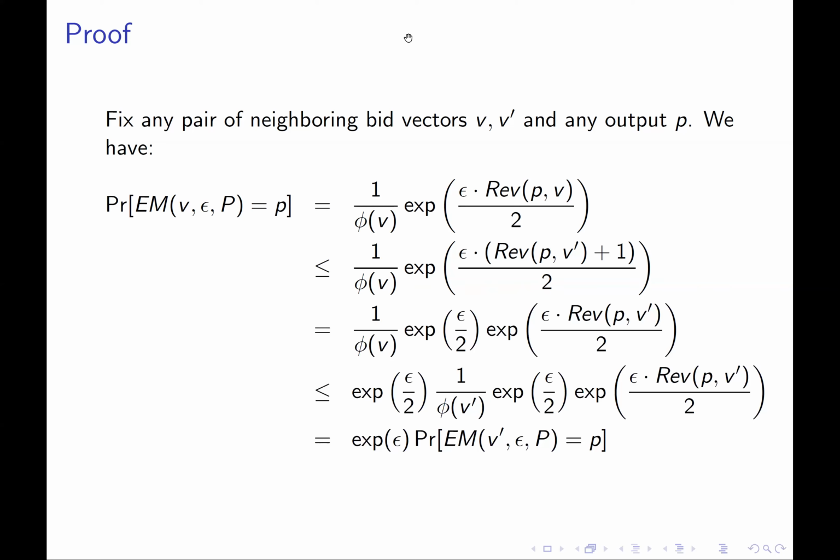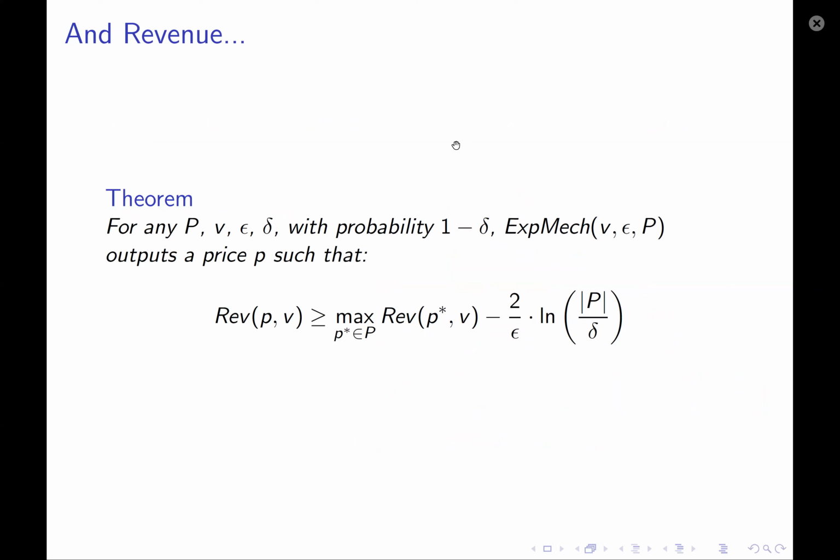And as we already established, this also shows that the auction that corresponds to charging everyone the price that is selected using the exponential mechanism is epsilon approximately dominant strategy truthful. Okay. So we have a mechanism that's approximately dominant strategy truthful. And now the question is, what revenue can it obtain?